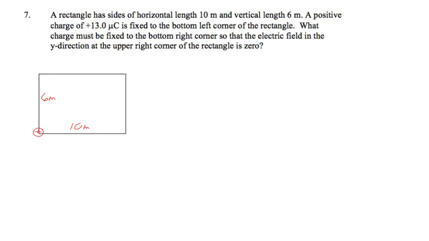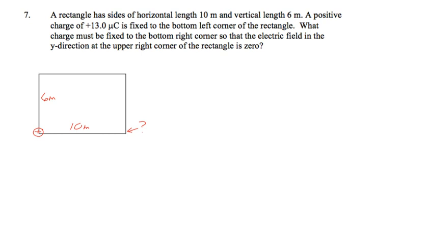And then it says, what charge must be fixed to the bottom right corner? So what charge do I have to put over here so that the electric field in the y direction at the upper right corner of the rectangle is 0? Now they're only asking to cancel out the y direction of the electric field.